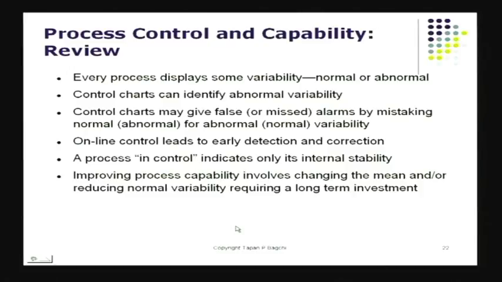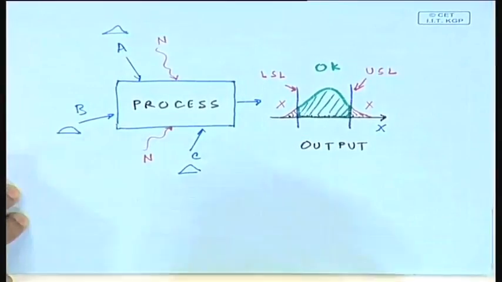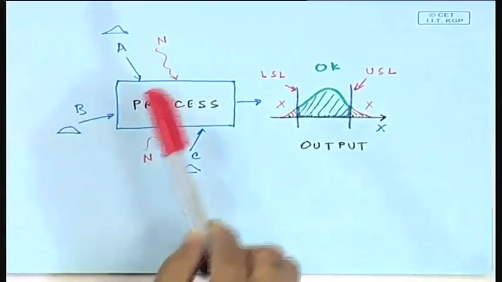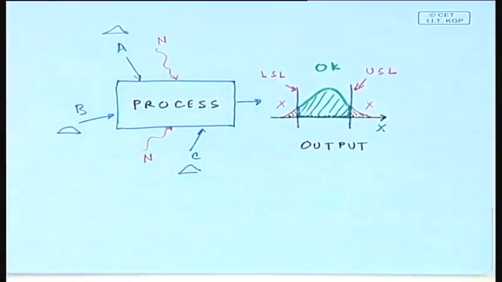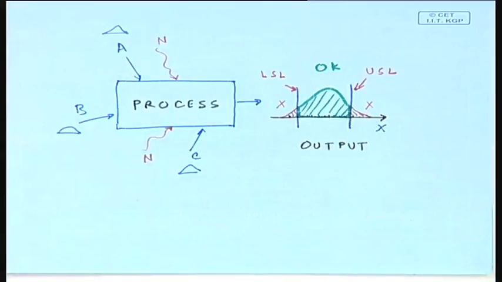Let's now do a little broad review of what we've done so far. Every process displays some variability. Some may be normal, some may be abnormal. So notice here, I have a process which is controlled by some control factors. These are process control factors. It's also influenced by these noise factors. The result is this variation. This is something that will happen in every process. And it turns out some of this variation would be normal and some of it would be abnormal.